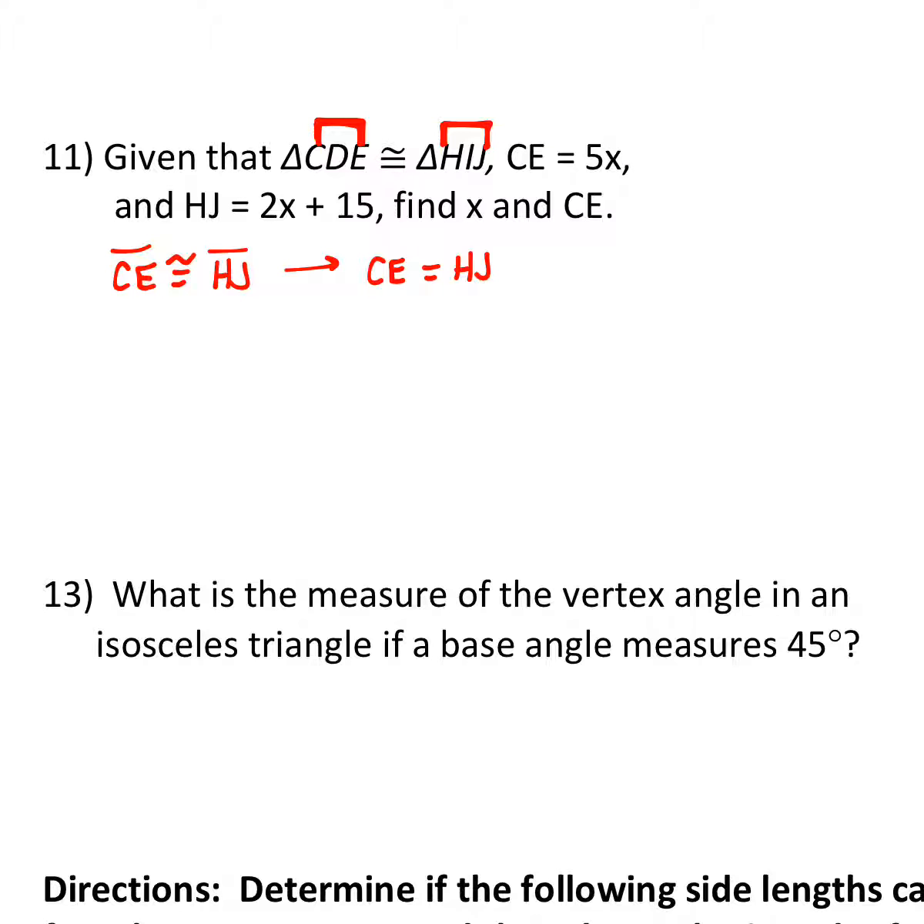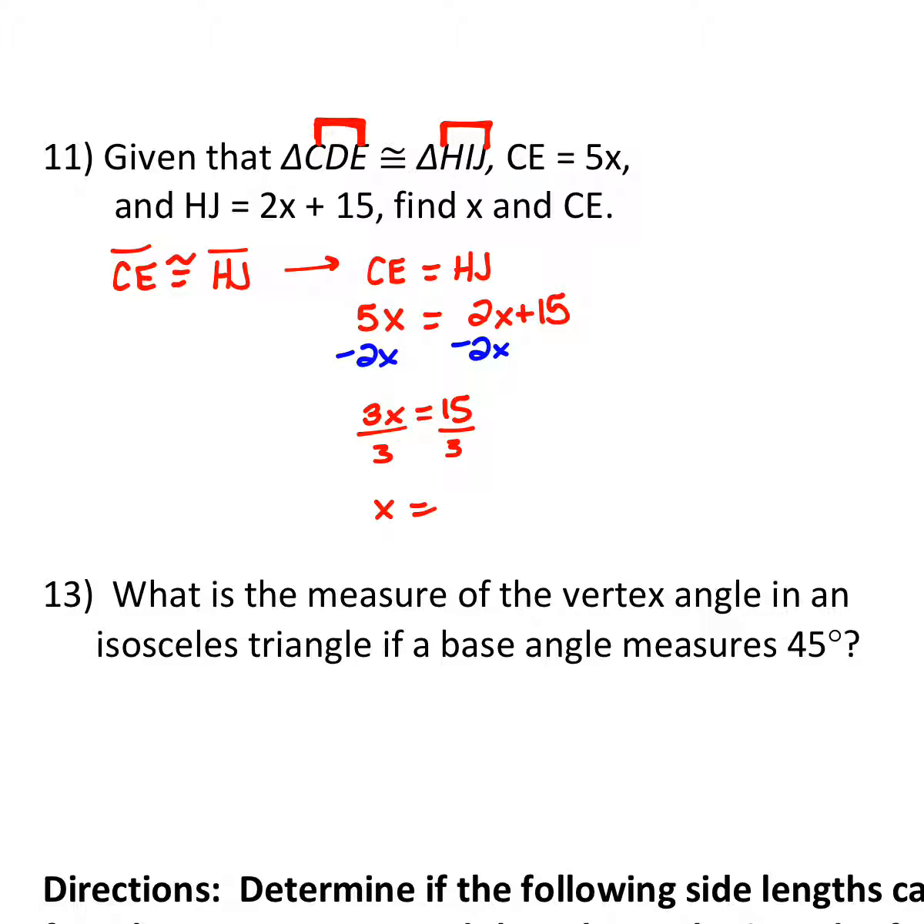So we're going to substitute the numbers in and solve for x. So 5x is for CE. HJ is 2x plus 15. Now we're just going to simply solve for x. So we're going to subtract 2x from both sides. I get 3x equals 15. Divide both sides by 3.